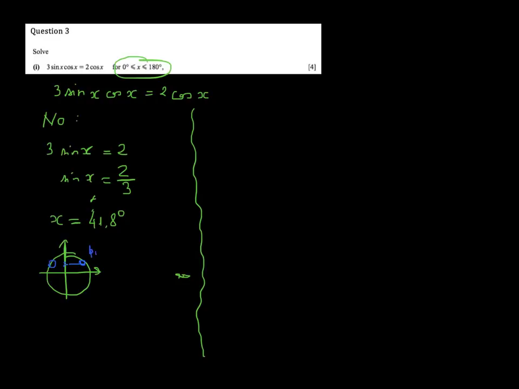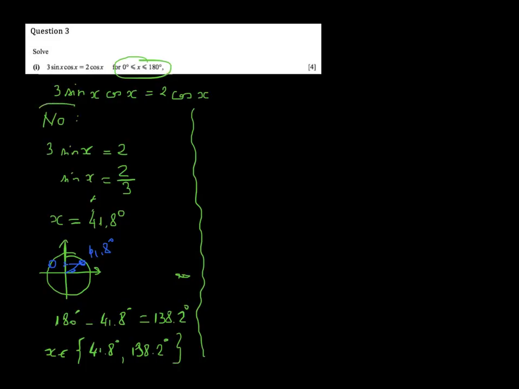There are two angles. One is in the first quadrant, the other one is in the second quadrant. This one is 41.8 degrees, this angle here. So the other one is going to be 180 degrees minus 41.8 degrees, which will give me 138.2 degrees. So two answers. x is any of 41.8 degrees, 138.2 degrees.